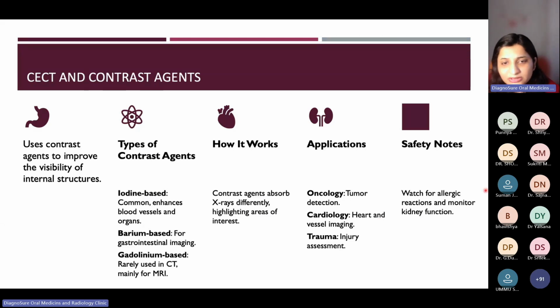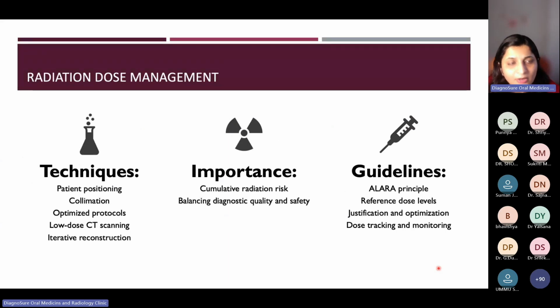It is very important that we watch for allergic reactions and monitor kidney function. If the creatinine level of the patient is not optimal, the contrast agent is contraindicated. Also, these techniques are preferred when you are sure that you can manage a reaction. If an allergic reaction comes, there should be preparation for that, because it is very common to have an allergy to iodine and other contrast agents.